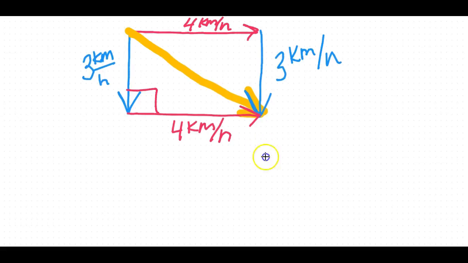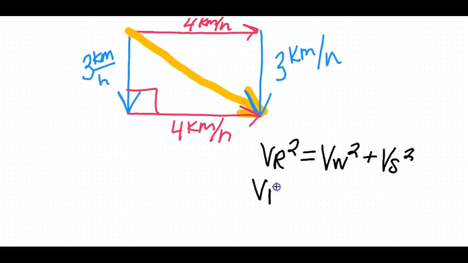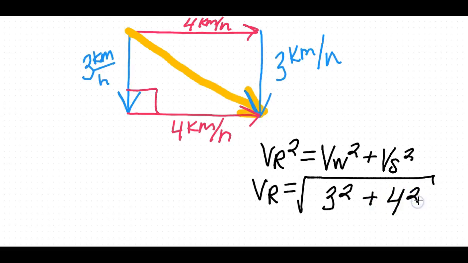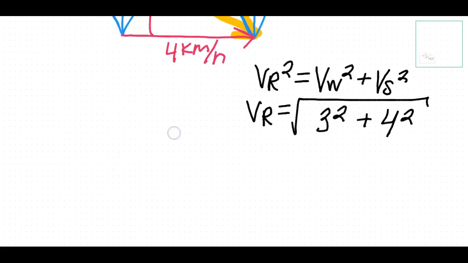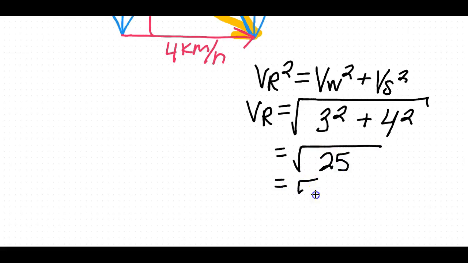So to find the resultant vector, which is VR, we're going to say VR squared is equal to the velocity of the water squared plus the velocity of the students squared. Now to get VR, it's going to be the square root of the velocity of the water, 3 squared, plus the velocity of the students, 4 squared. Now 3 squared is 9, 4 squared is 16, so that's going to be the square root of 9 plus 16, 25, which is going to give us 5 kilometers per hour.